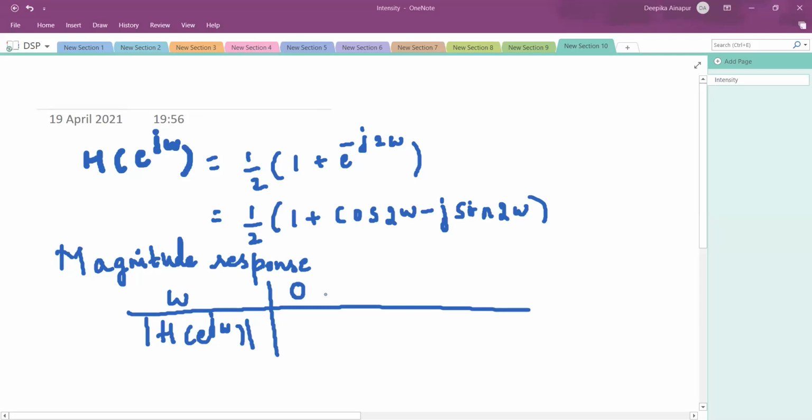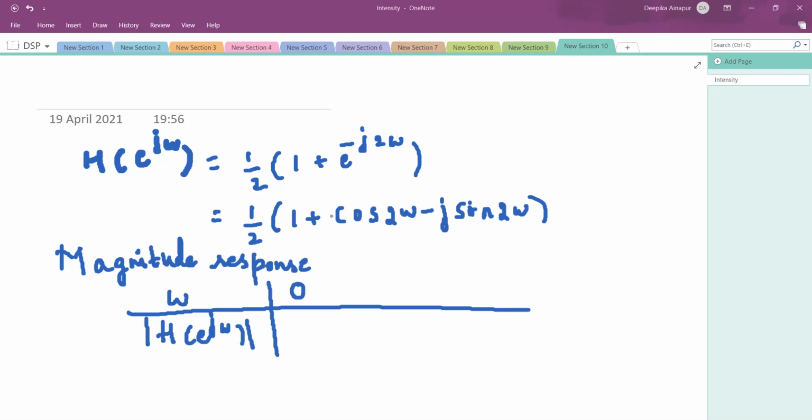Hello, students. Yesterday, we had seen the frequency response of the discrete time system, the frequency domain representation of the discrete time system. In this frequency domain representation, mainly two things will be there. Two responses will be there: one is the magnitude response and the other is the phase response, because we have taken e raised to j omega.